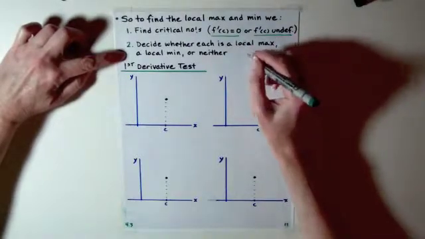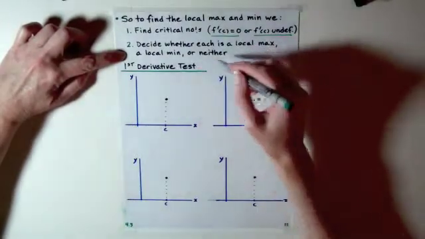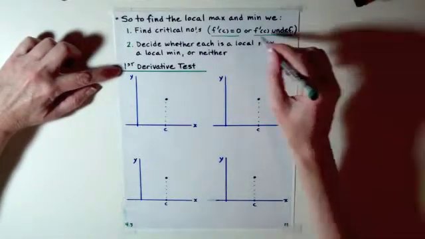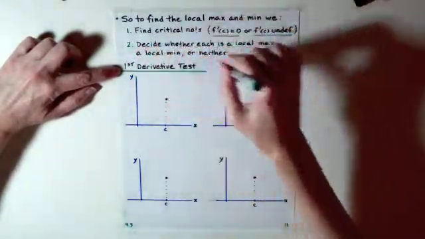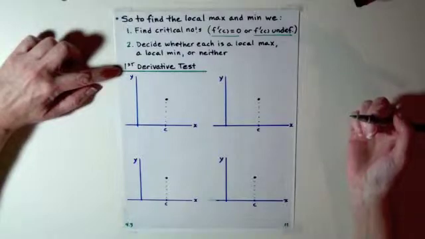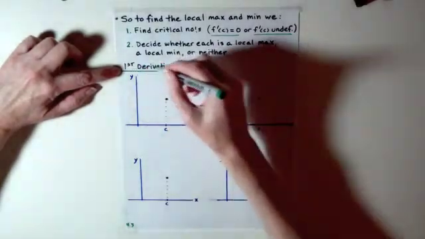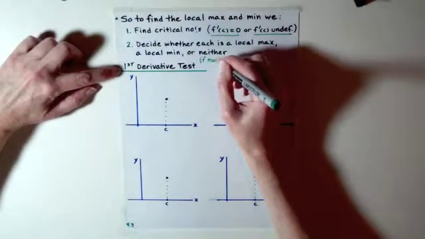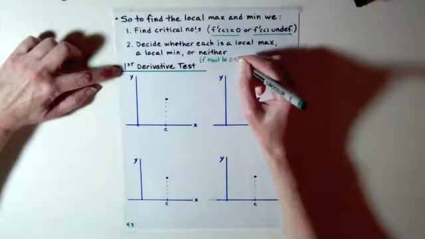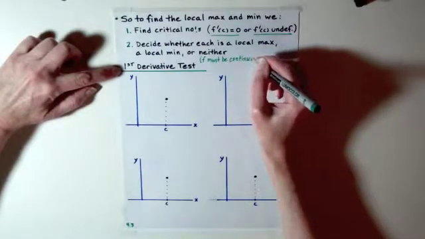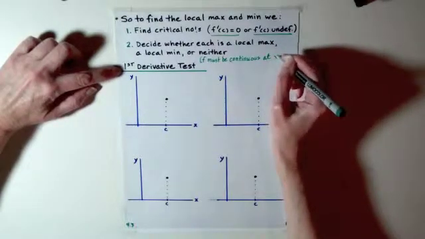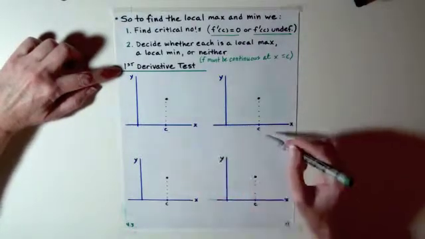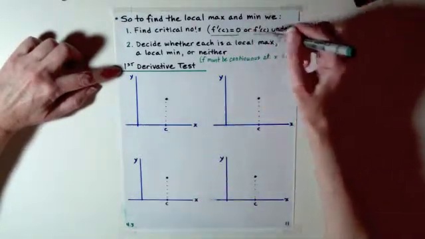But then the question becomes, well, how do I decide whether each one is a local max, a local min, or neither? And we're going to use what's referred to as the first derivative test to determine this step 2, what type of point we've got once we find our critical numbers. Let me point out that the first derivative test only works in the case that f must be continuous at x equals c for this first derivative test to work, and we're assuming already that we've found c values for x where the derivative is 0 or it's undefined.